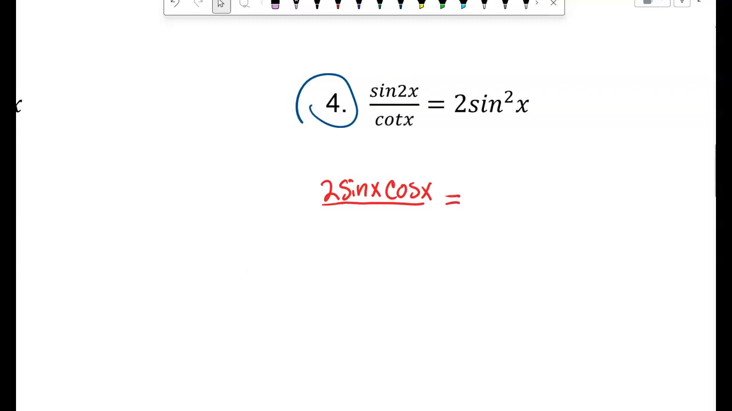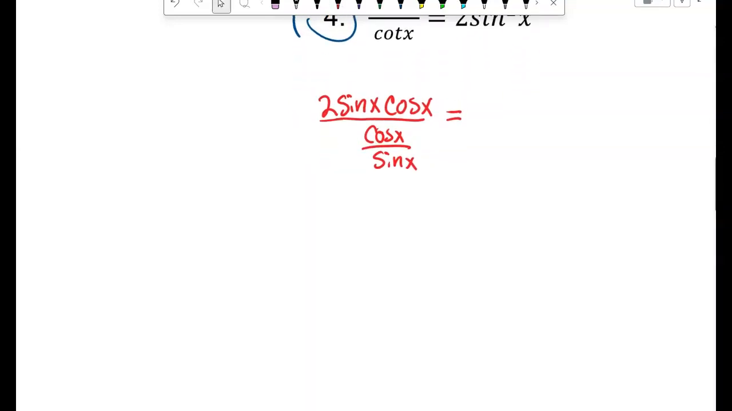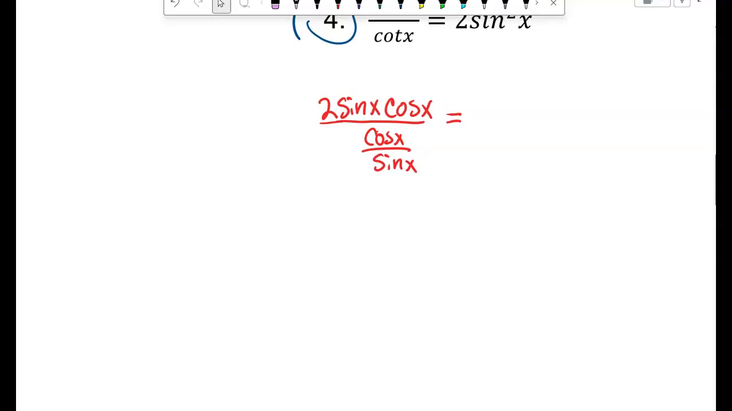What's a reciprocal or an identity I could use that would go with this really easy? So it's cosine, yep. Cosine x over what? Now I've got my fraction. If I divide by a fraction, it's the same thing as multiplying by its what? So I'm going to go 2 sine x cosine x. I'm going to put that over 1 times sine x over cosine x.